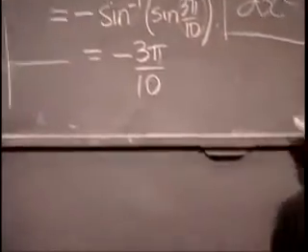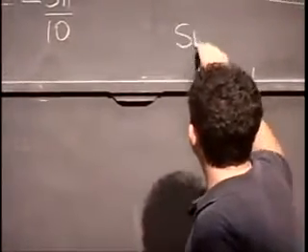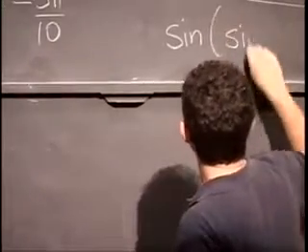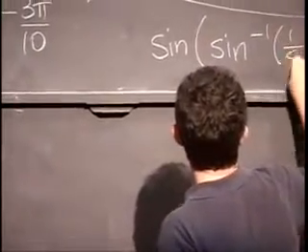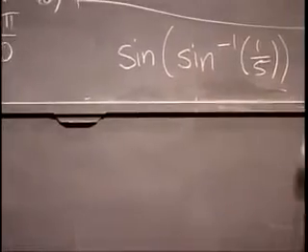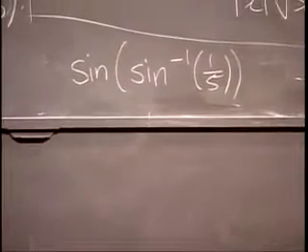The one other example that I just want to give really, really quickly, and then I've got to move on to linearization. What if you do it in the other way? What if you take the sine of the inverse sine?